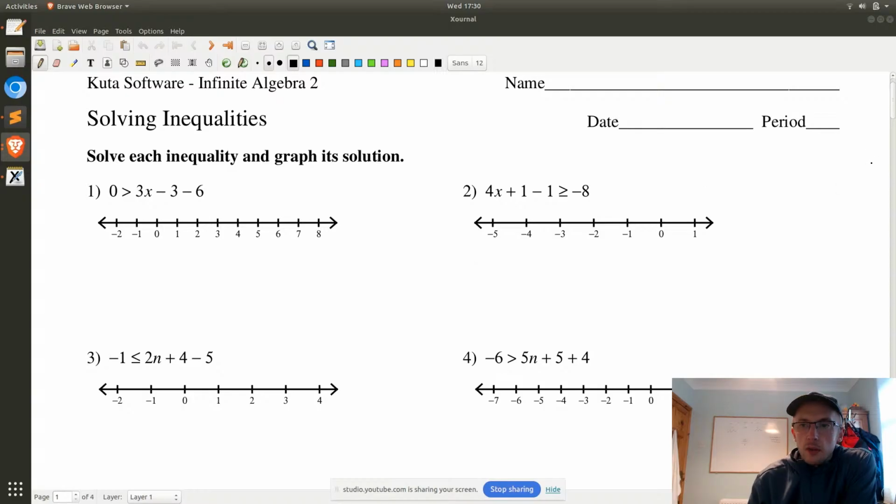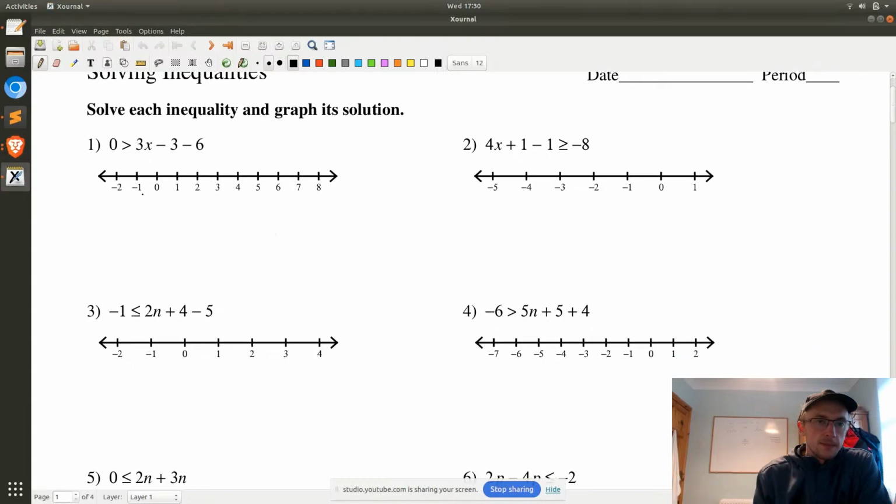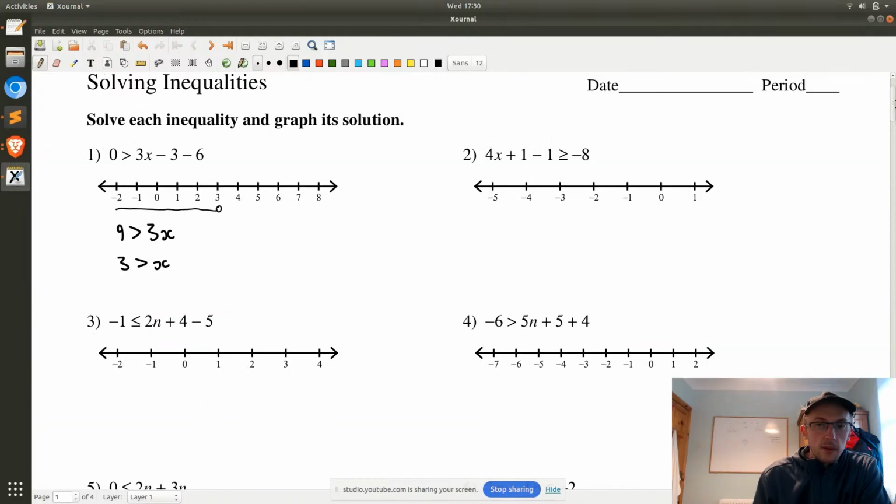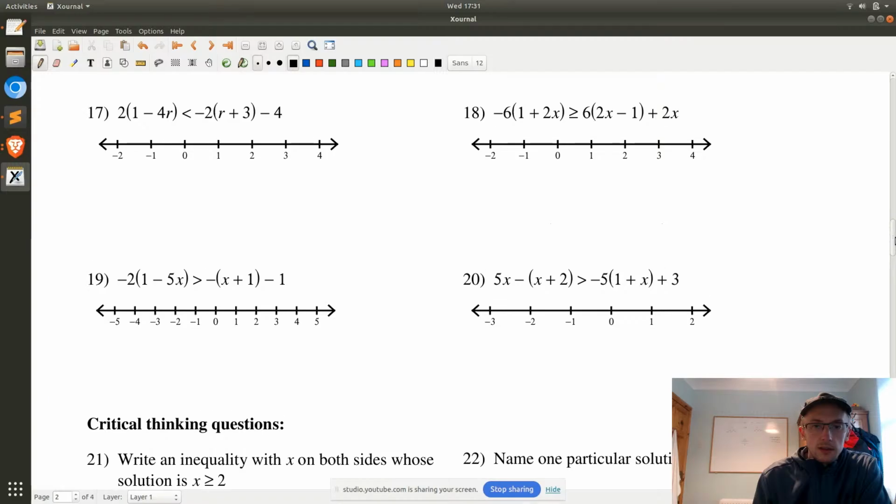Okay, solve each inequality and graph its solution. Right, 0 is greater than 3x take 9. So 9 is greater than 3x. So 3 is greater than x. Is that really it? 3 is greater than x. Perhaps I picked up the easy paper. No. It's just a nice start.